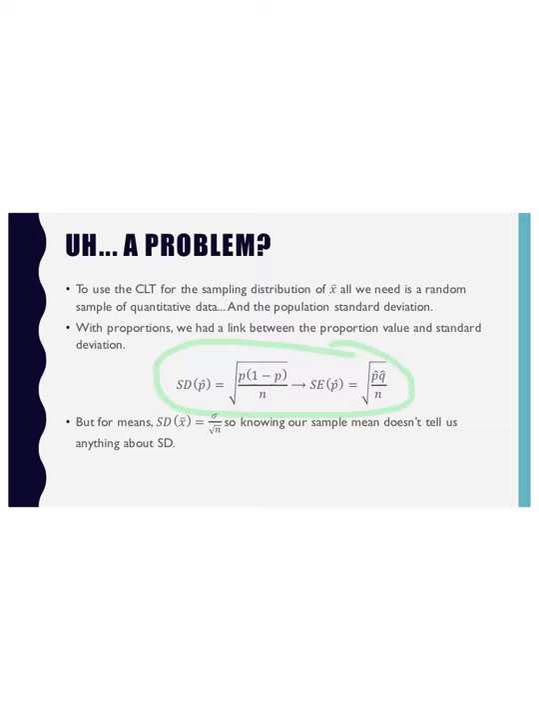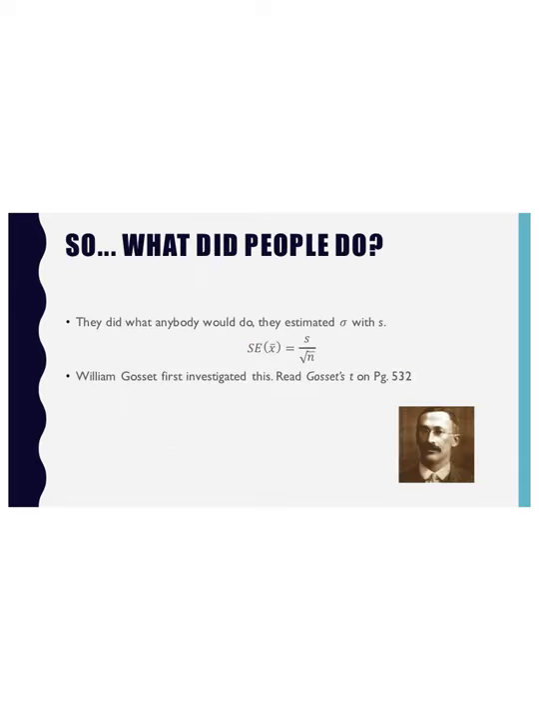Instead of P and Q, we use sample proportion and failure proportion. But for means, we know the standard deviation is sigma over the square root of n. So knowing our sample mean doesn't tell us anything about the standard deviation. So what did they do back in the day? Well, they did what anyone would do. They estimated the population standard deviation with the sample standard deviation. So this is what we will be doing.